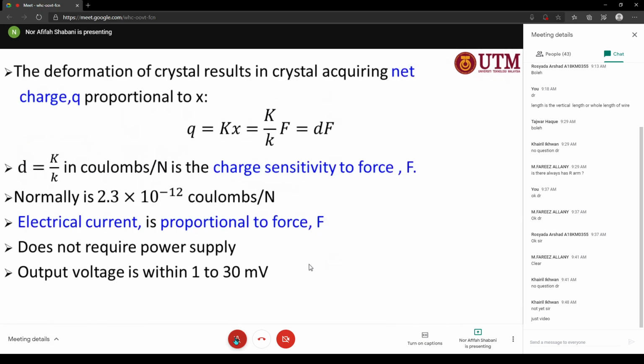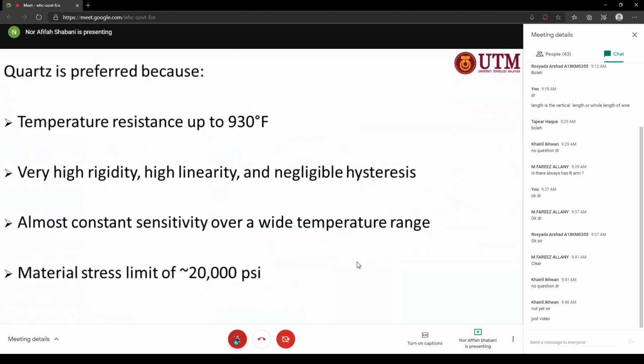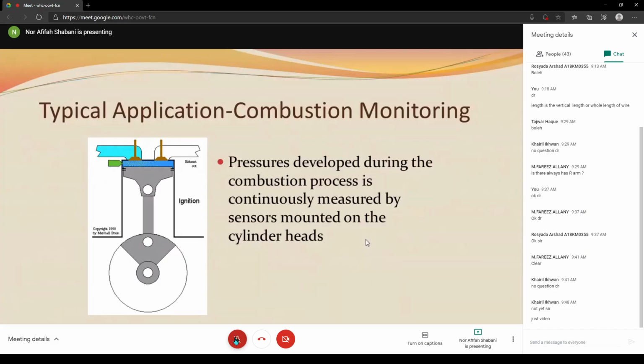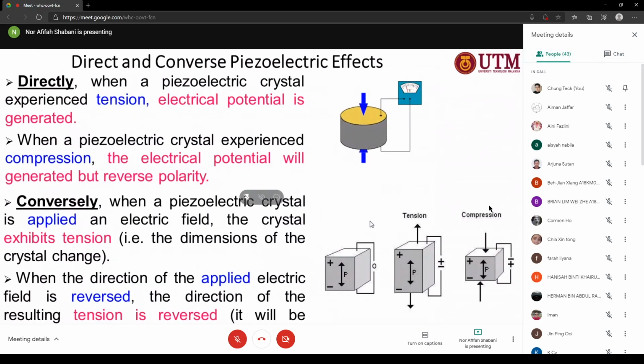Okay, what else? This is about the theory. This one will not be covered for you. This one is too detailed. This is quartz. Why do we use quartz? Blah blah blah. In terms of typical applications, you can use it for combustion monitoring. This one is the pros and cons. Direct and converse piezoelectric effect.